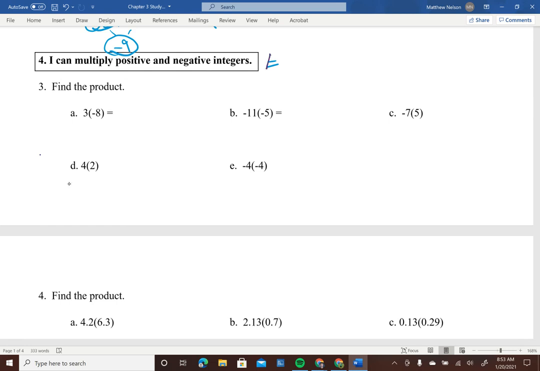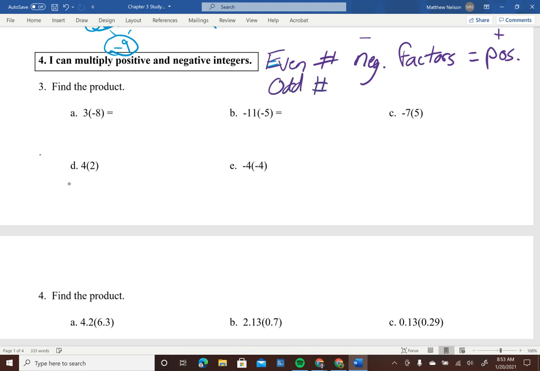All right, so if we have an even number of negative factors, then our answer is going to be positive. So an even number of negative factors, the answer is going to be positive. If we have an odd number of negative factors, then our answer is going to be negative. Okay, so it's all about an even or odd number.